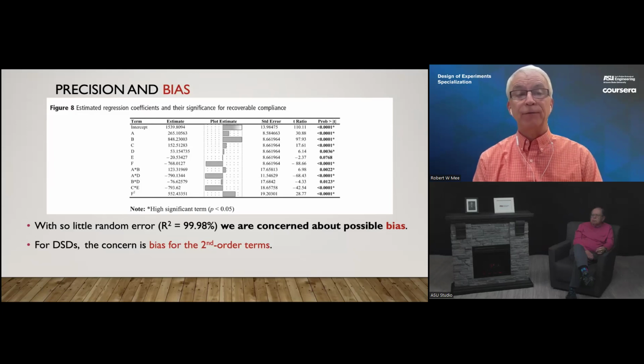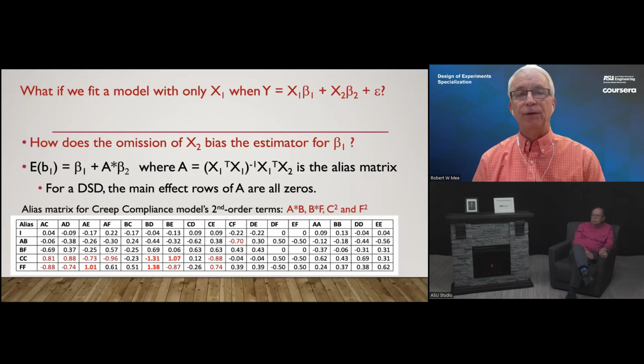And for definitive screening designs, our concern is about bias to the second order terms. There's an orthogonality. If indeed we had used center point levels, there would be an orthogonality between the linear main effects and all possible second order terms. That's an advantage of definitive screening designs. But the bias that's possible in the second order terms is something that we must recognize when we use a definitive screening design.